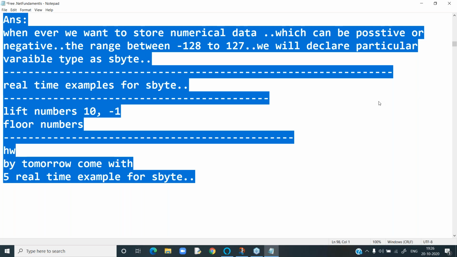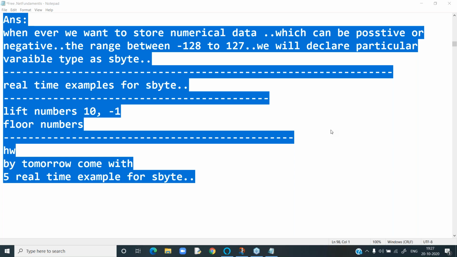Come on, anyone? Did you get any real-time examples of sbyte? Come on, fast. Come on, 5. AC level, 1 minute. AC level low, where is -1, -2? When you are reducing, that is not -1. It's not going.